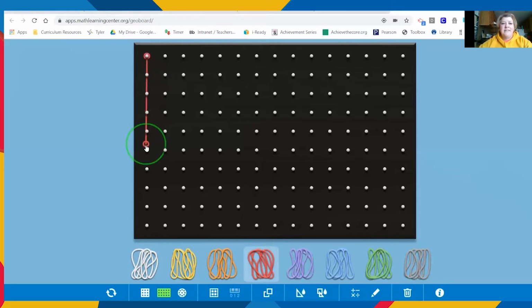So I'm just going to go ahead and set this up here. And you'll notice that I am going to use 2 different colors. And there is a reason why I want 2 different colors.